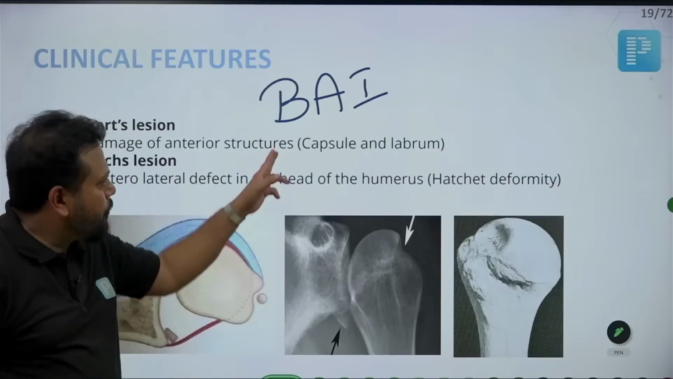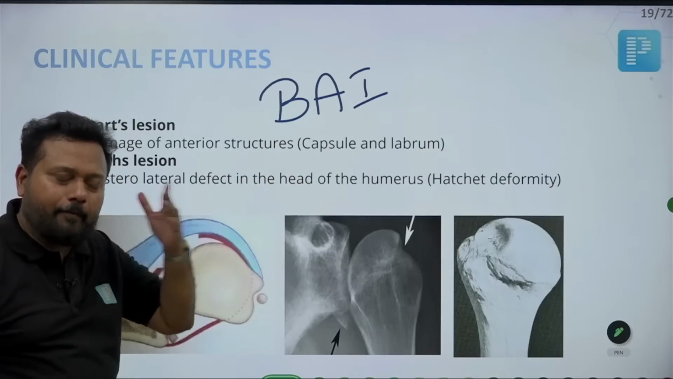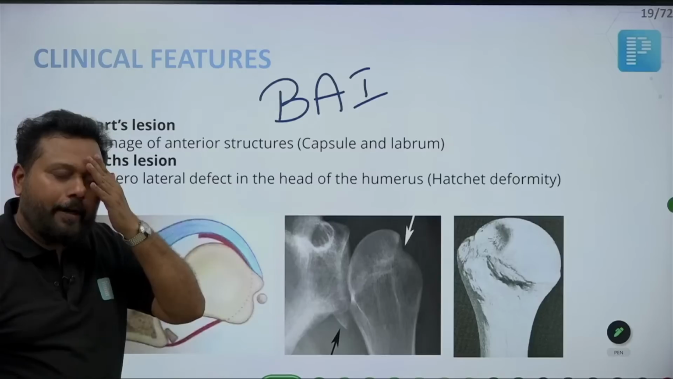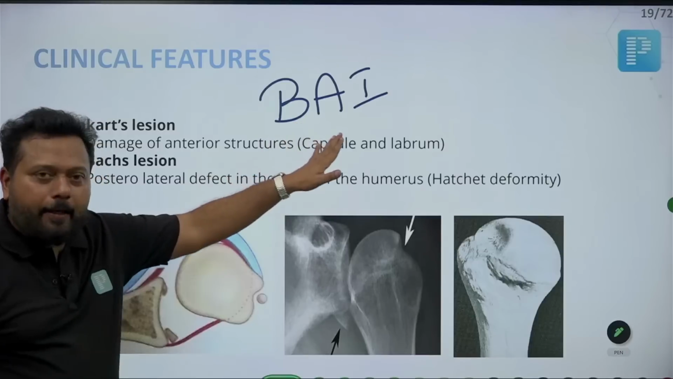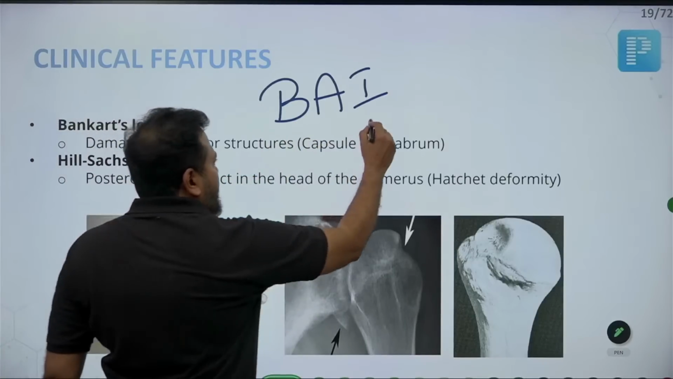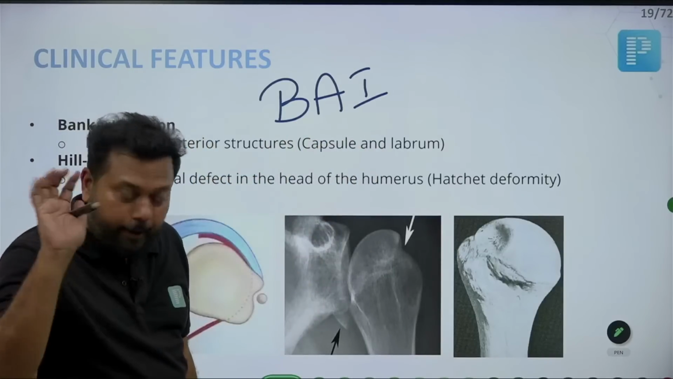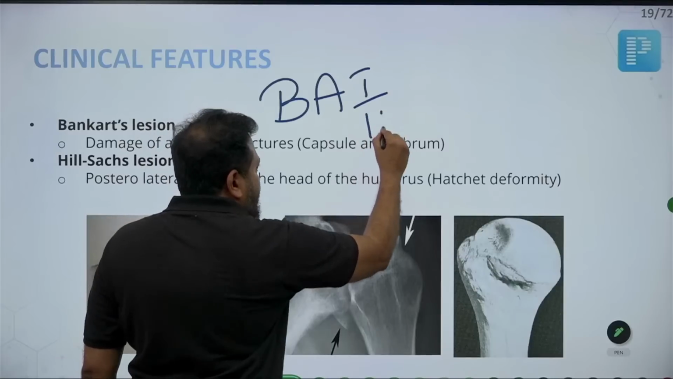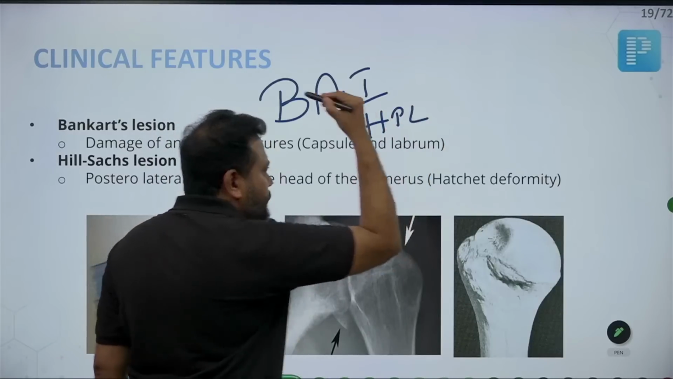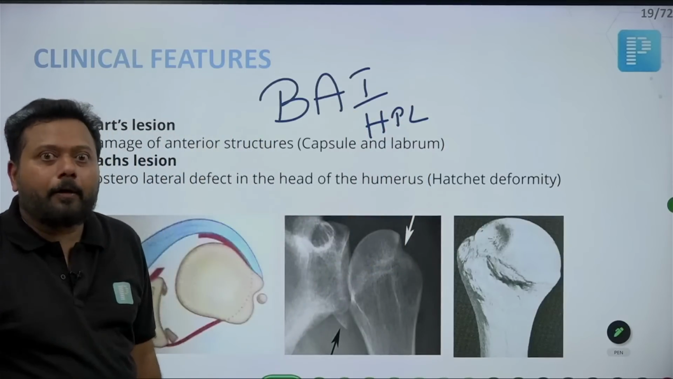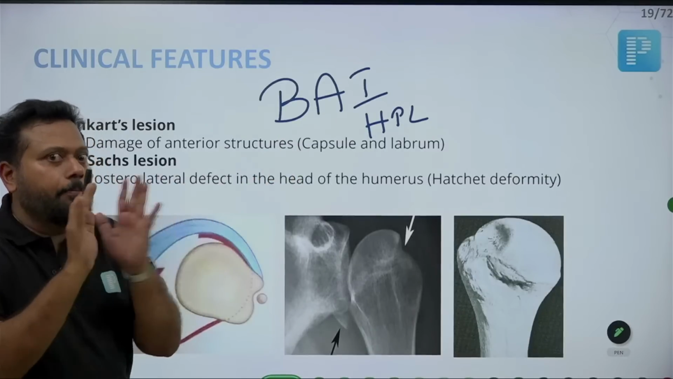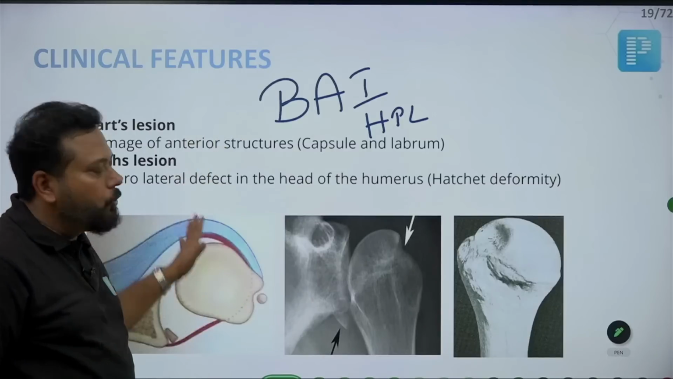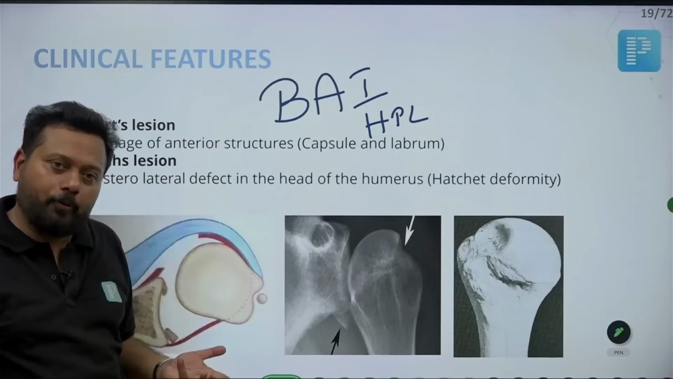So please have this mnemonic. The same thing which I made for myself in Chennai when I was preparing for my entrance. BAI is one mnemonic, and the other mnemonic is HPL, like the famous computer company Hewlett-Packard Limited. When you remember BAI and HPL, this confusing thing will become so easy for you.